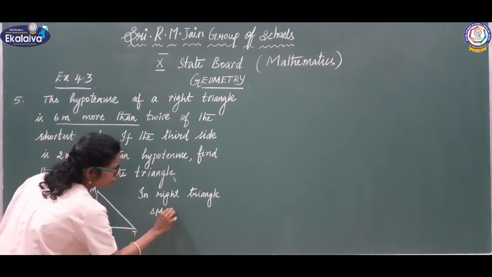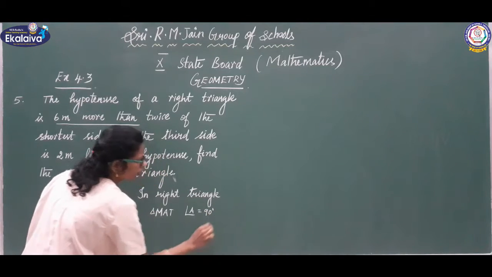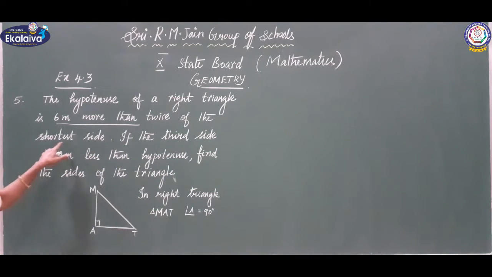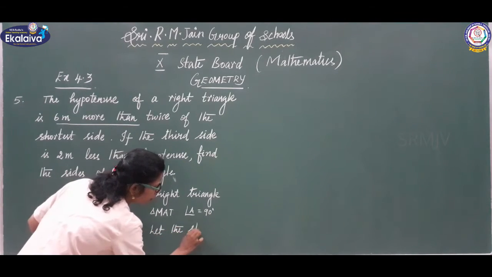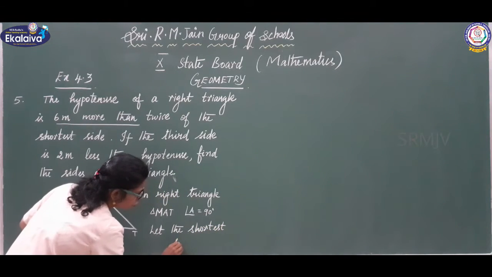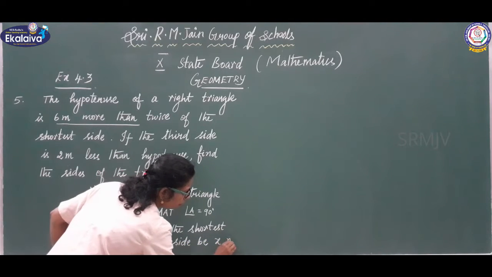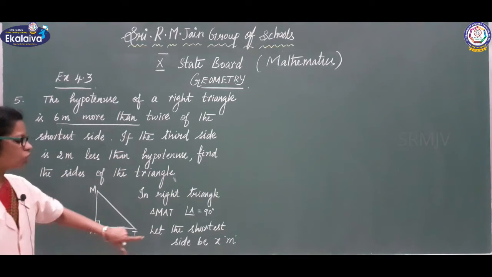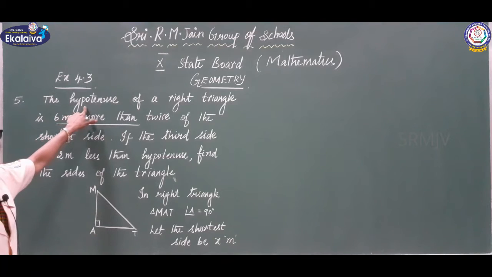MAT, angle A equal to 90 degree. Here I am going to consider the shortest side should be X, right? Let the shortest side be X meter, right? Shortest side be X meter. Using that we are going to convert the hypotenuse. What is the measurement of the hypotenuse?